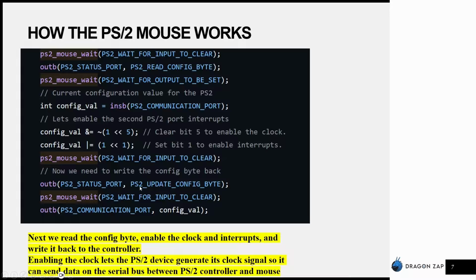So we basically write the PS2 update config byte command. The controller is in the update configuration byte state. We wait until we're acknowledged by the controller by waiting for the input to clear again. And then we write to the communication port the new configuration value, guys. And then the PS2 controller will be in an enabled clock and enabled interrupt state.